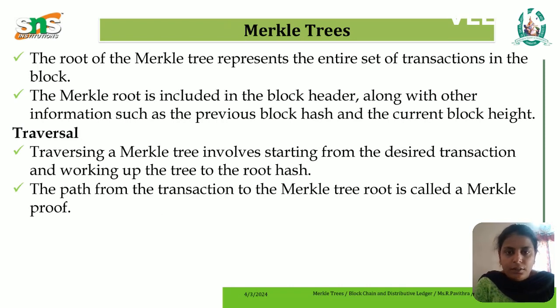So the next one, the root of the Merkle tree represents the entire set of transactions in the block. The Merkle root is included in the block header along with other information such as the previous block hash and the current block height. So the next, traversal. Traversing a Merkle tree involves starting from the desired transaction and working up the tree to the root hash. The path from the transaction to the Merkle tree root is called a Merkle proof.